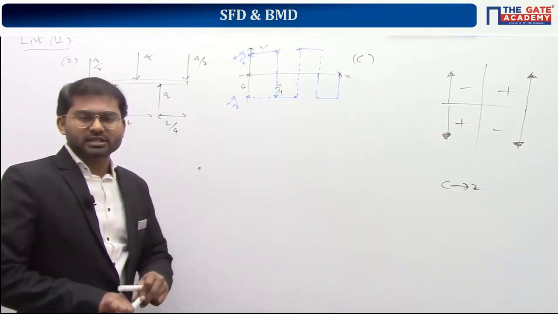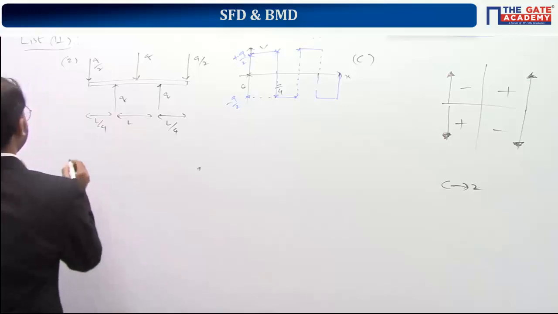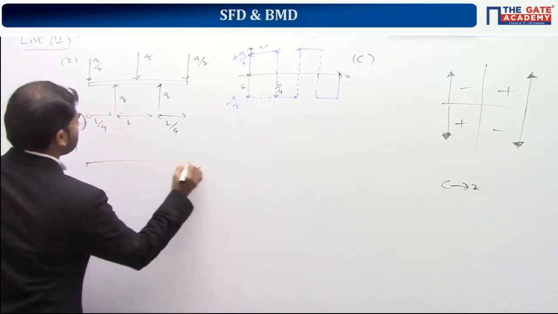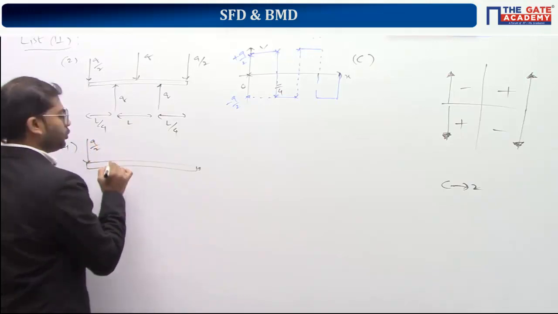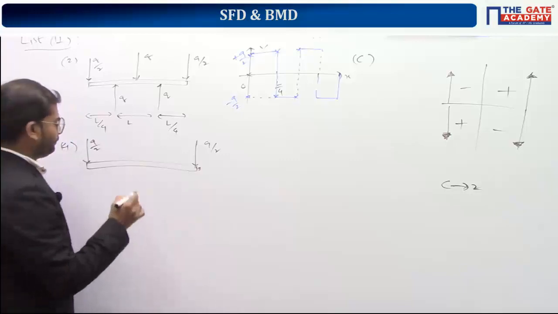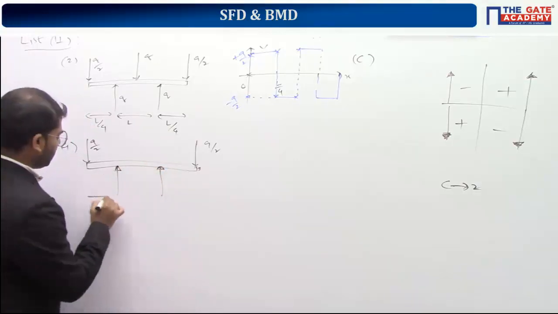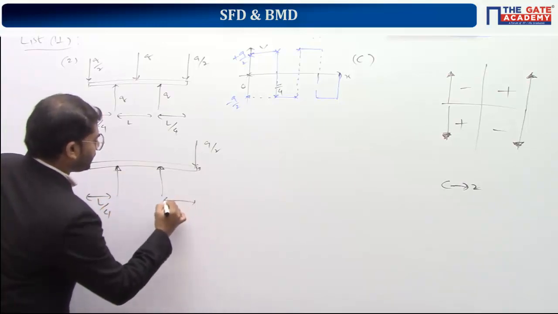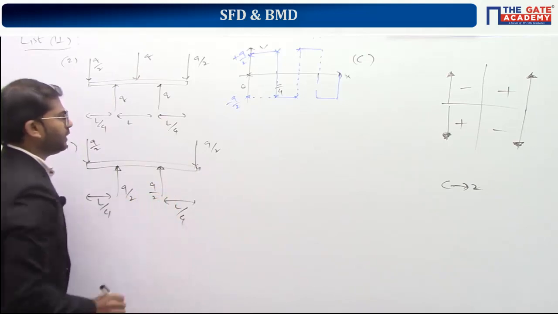Fourth loading condition, list number 2. There are only point loads, so we can apply this condition. If I take that, it is given like this. There is Q by 2 here. There is Q by 2 here. This distance is L by 4. This distance is L by 4. Again, because of symmetry, you will get Q by 2 here and Q by 2 here.